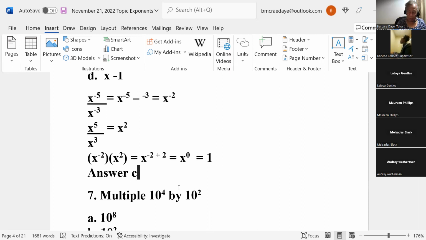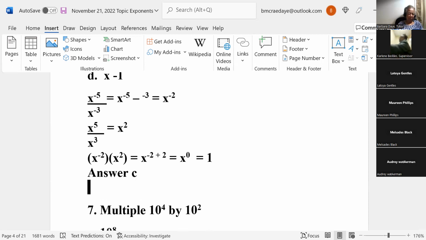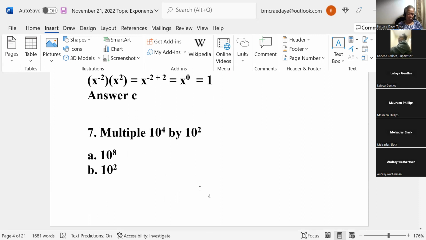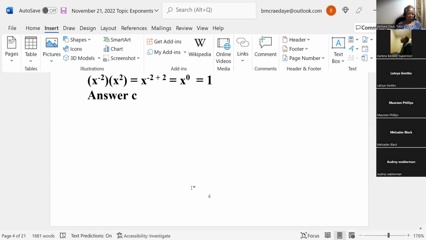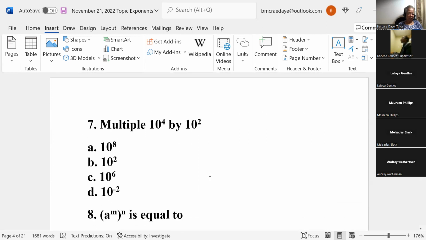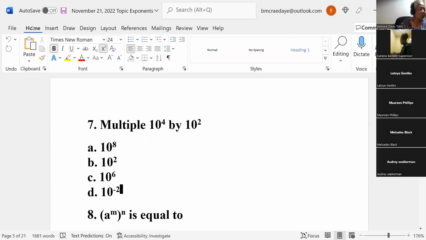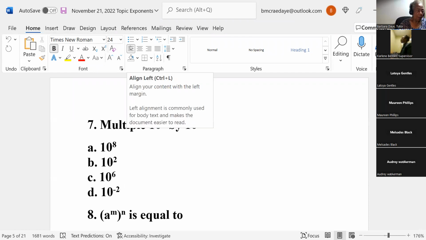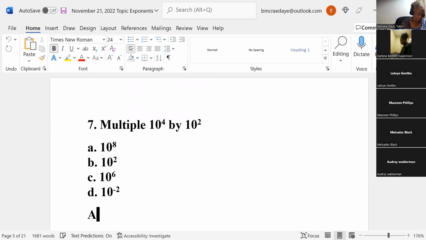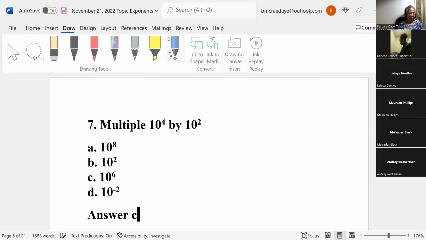Now let's go to 7. Audrey, what's the answer to number 7? That's a multiplication. What do you do to the exponents when you multiply? What's the rule? You add. That's right. So what's the answer? C, 4 plus 2. Any questions on 7? Mercedes, you had that same answer? Yes. Answer C, you add 4 plus 2 and you get 6.